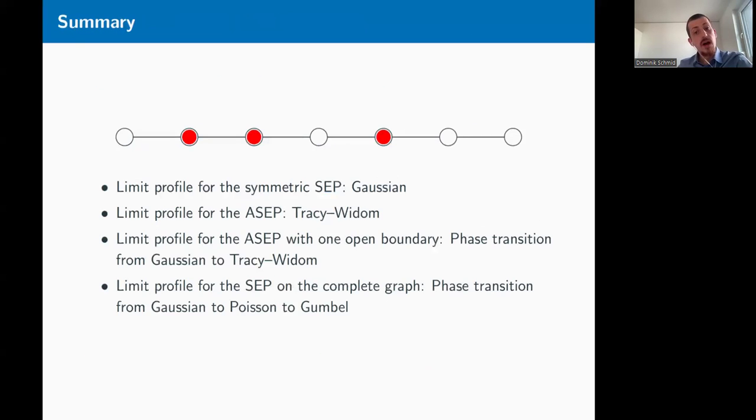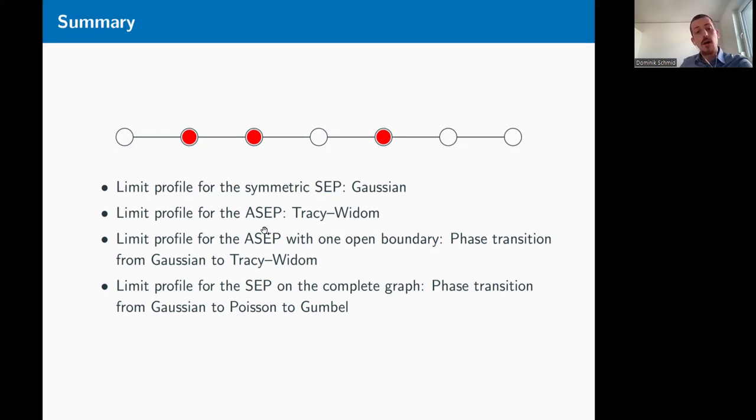So let me sum up. In the case of the exclusion processes, we now have a rather good understanding of the limit profiles, however just in some very special cases. In the case of the symmetric simple exclusion process, we have a good understanding of the limit profile for the circle and for the open boundary in the reversible case. But it feels like now there should be a good time to make some progress in understanding limit profiles for the closed segment, and maybe even hoping for more general graphs.